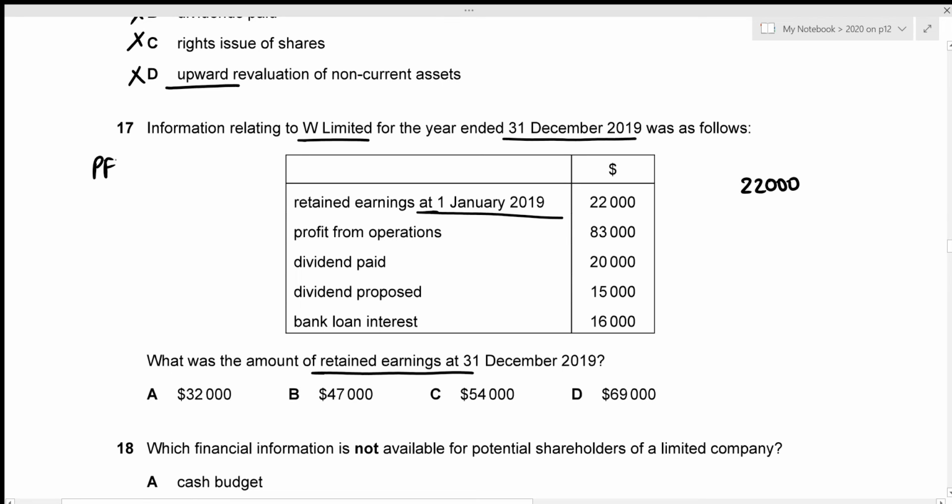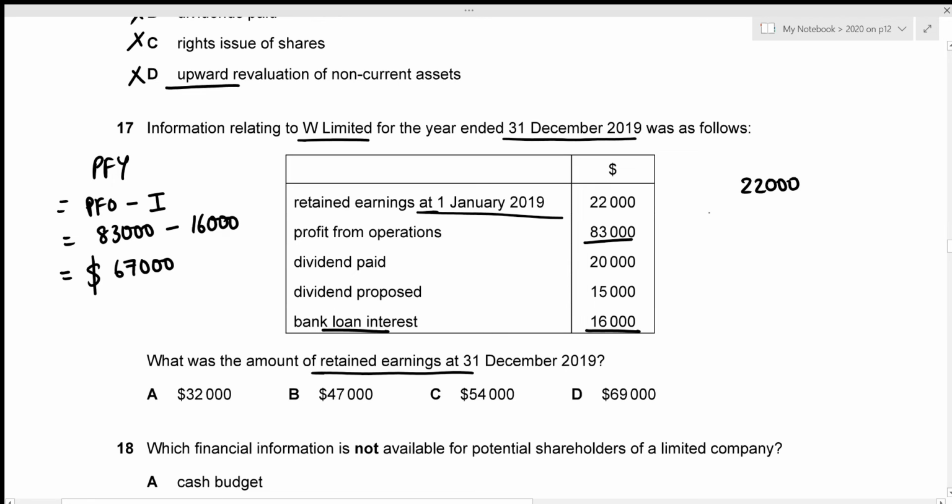And profit for the year is just profit from operations minus all of our interest charged, right? And we are given profit from operations to be 83,000. Let's subtract the interest, and interest basically represents the bank loan interest. So that is given right here, and it has a value of 16,000, which means that our profit for the year is going to have the value of 83,000 minus 16,000, which results in the value of 67,000. So now we need to add this value of profit for the year in our retained earnings, so that's plus 67,000.